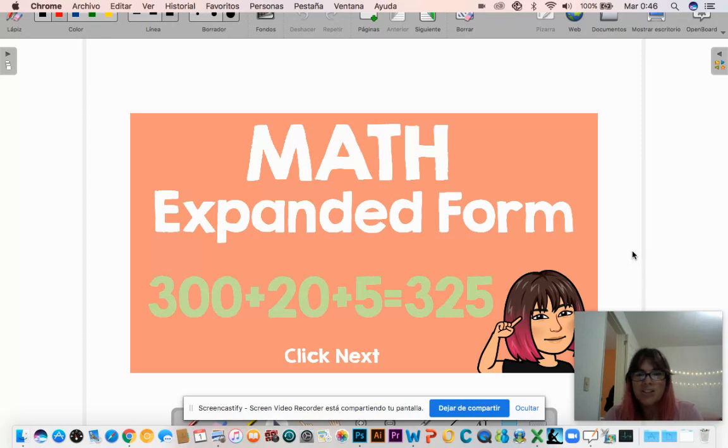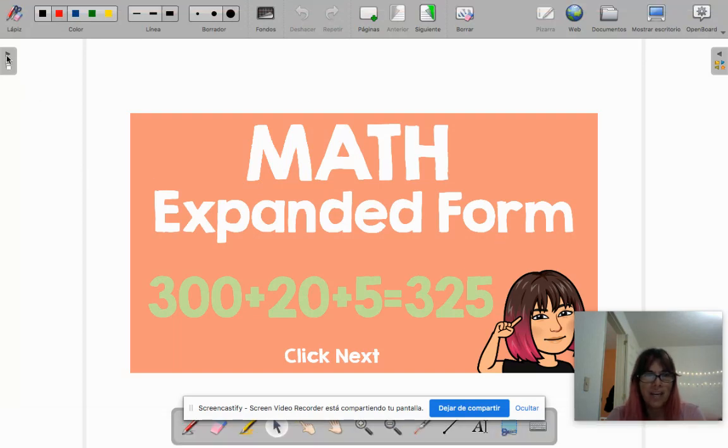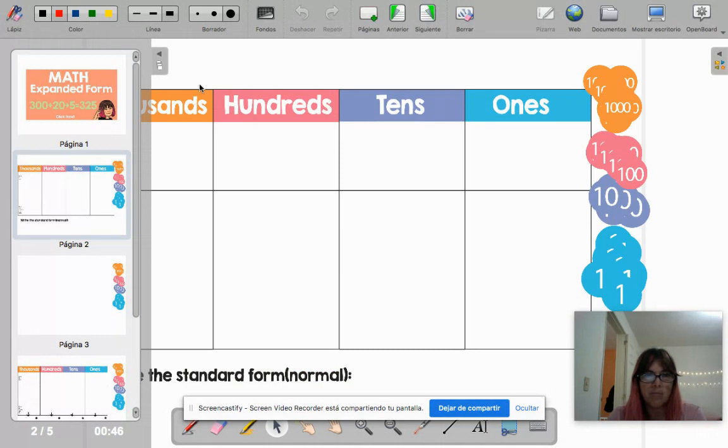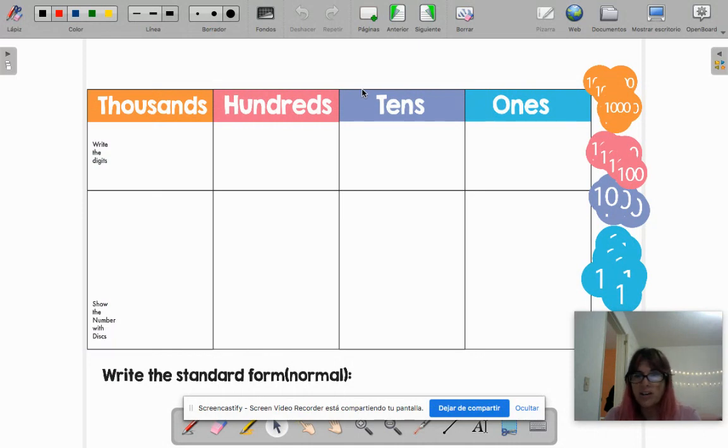So, today in math, we are going to learn about expanded form. So, let's start the class. But first, let's make a super fast review. Remember, we have been learning about place value.